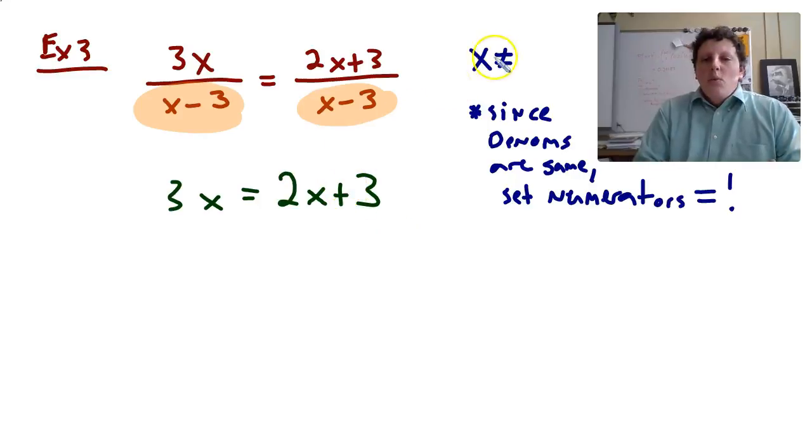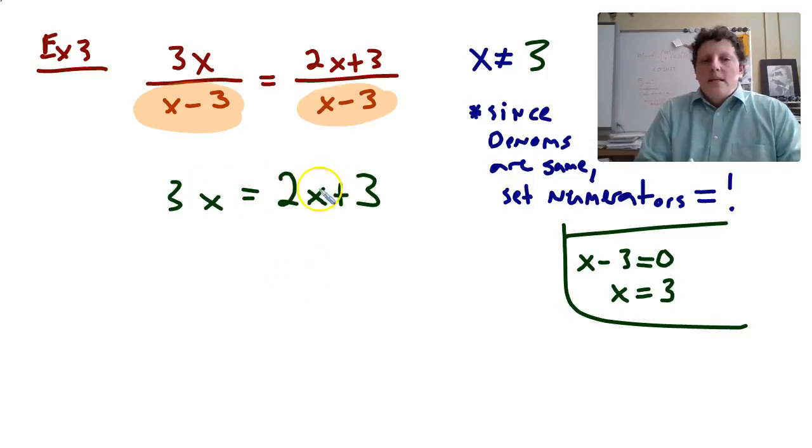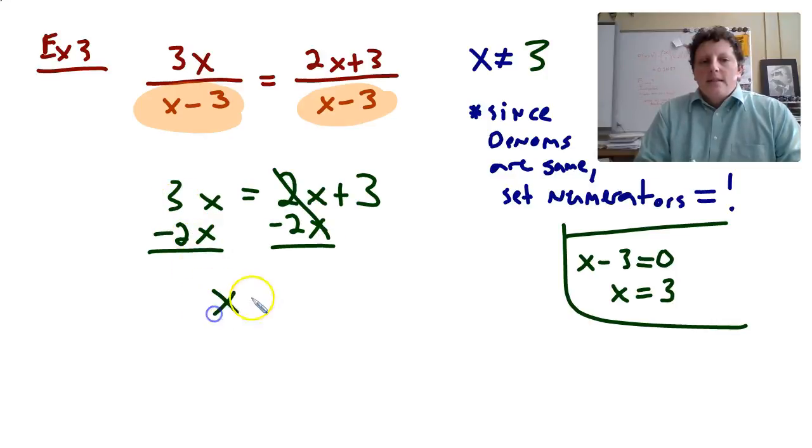Okay. Now, what was the excluded value for x? What can x not be? Well, you take your denominator, in this case x minus 3, and you set it equal to 0 and solve, right? So x equals 3 would cause a 0 in the denominator. That means that x cannot be 3. Right? So x can't be 3, it could be anything else but 3. Then we begin to solve this. In order to solve this, I'm going to subtract 2x. This is called collecting variable terms to one side of the equal sign. 3x minus 2x is x. And in fact, I get x equals 3.